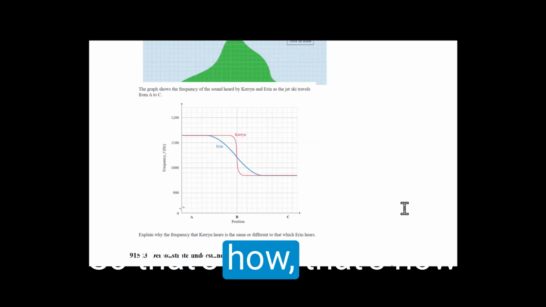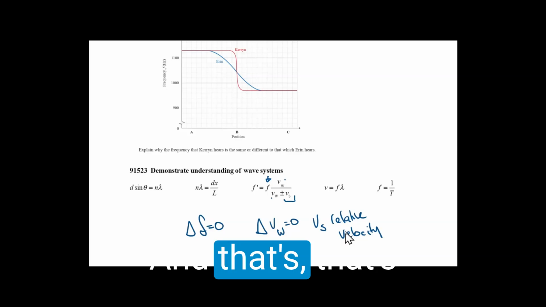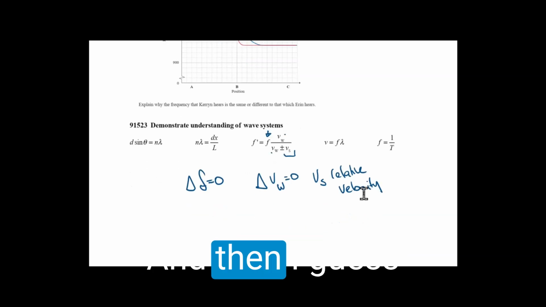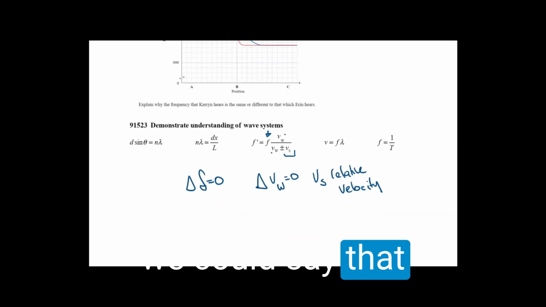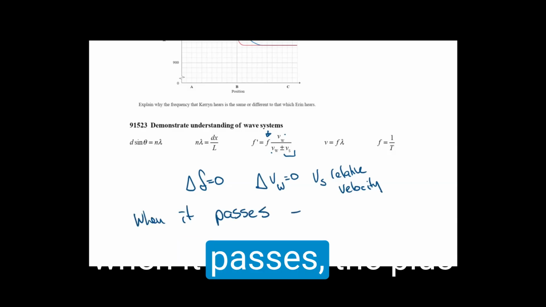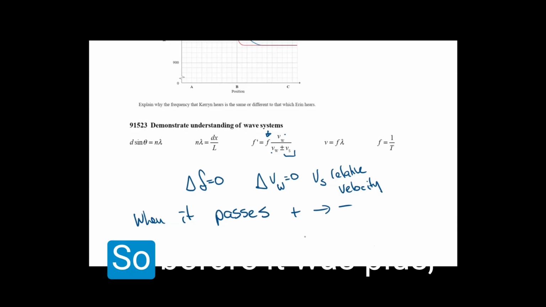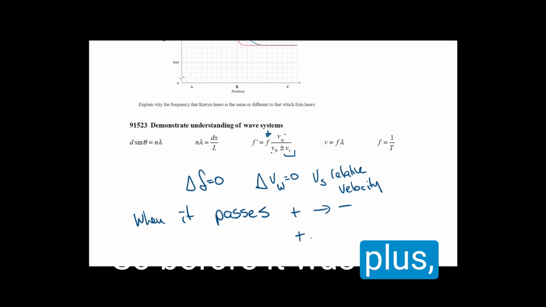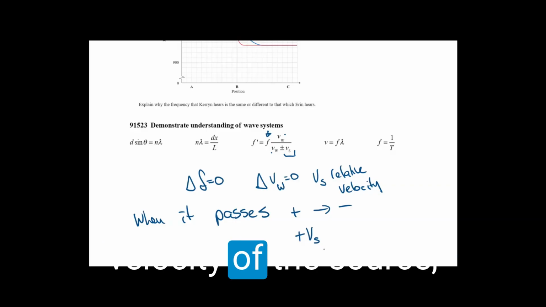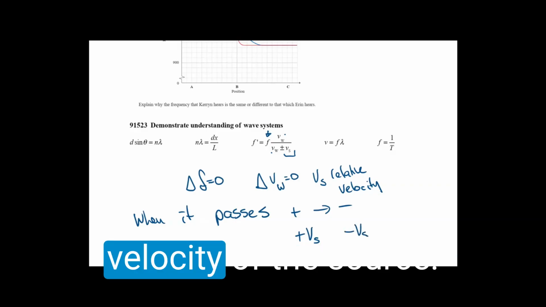Okay, so that's how you would explain it. Vs is variable, and that's what changes. And then I guess we could say that when it passes, the plus becomes a negative. So before it was plus the velocity of the source, and after it's gone by, it's negative the velocity of the source.